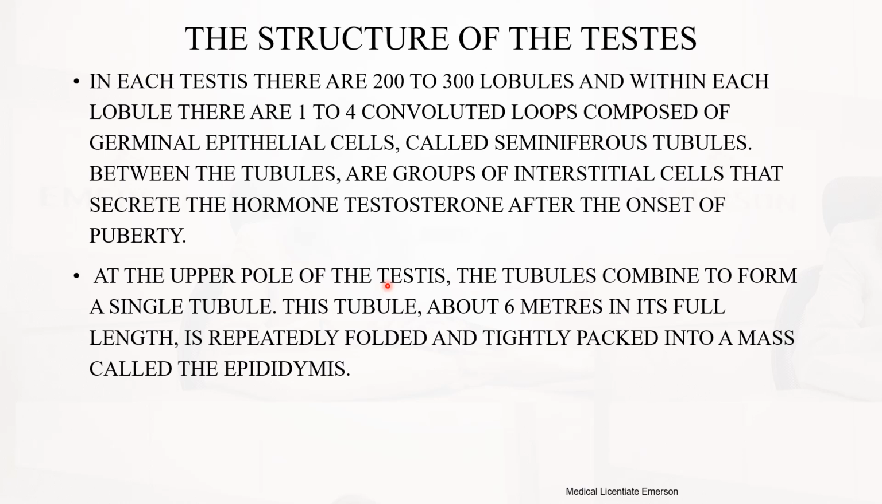Then at the upper pole of the testis, the tubules combine to form a single tubule. Then this tubule, about 6 meters in its full length, is repeatedly folded and tightly packed into a mass called the epididymis. Okay, so that's what we have about the structure of the testis.